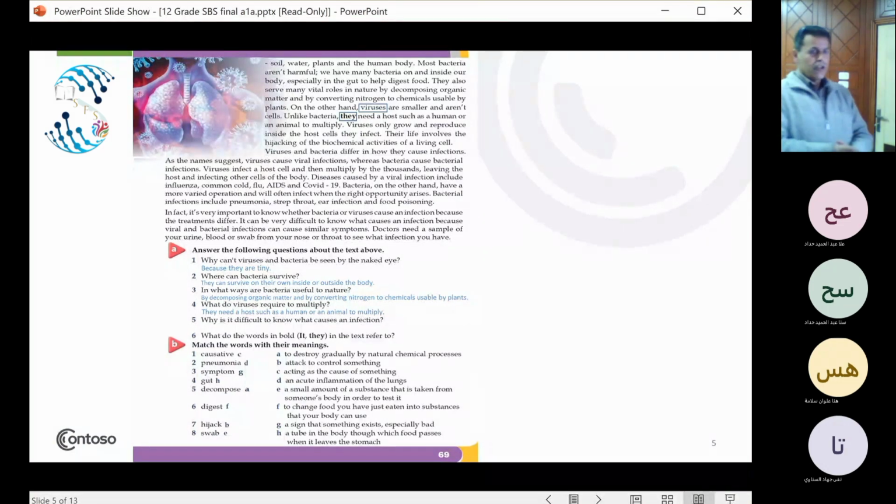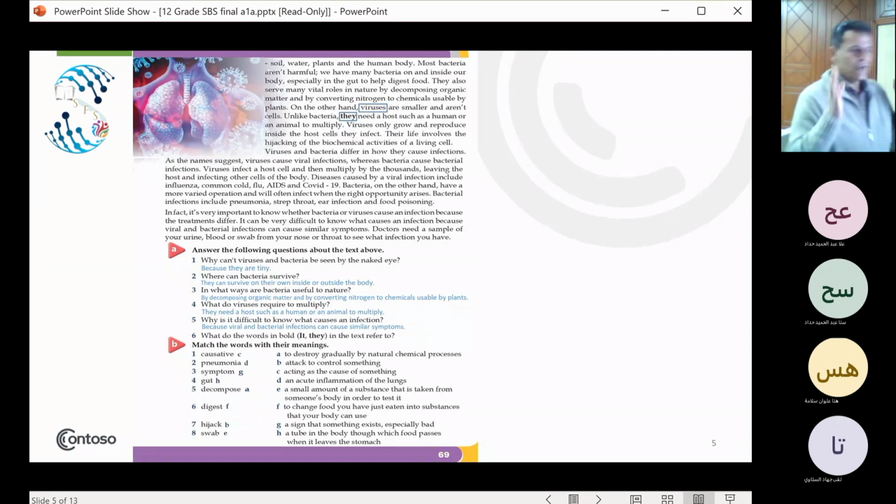Let's check the fifth one. Who will try? Okay, go on, Anna. Why is it difficult to know what causes infection? Because the viral and bacterial infection can cause similar symptoms. Yes, symptoms. Very good. Excellent. Let's check the answer. Because viral and bacterial infections can cause similar symptoms.